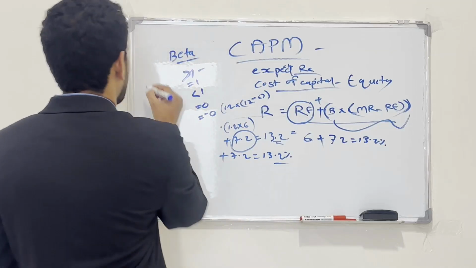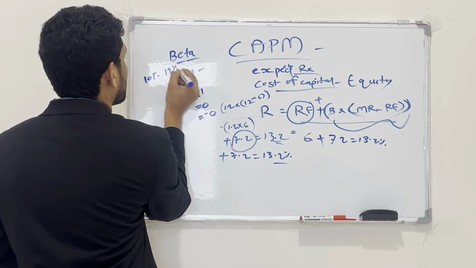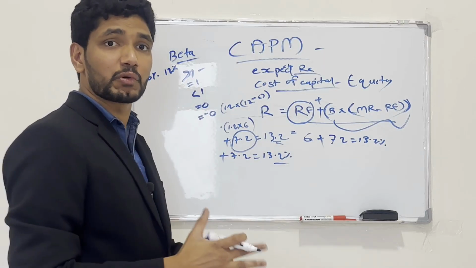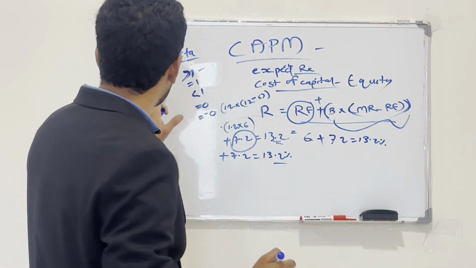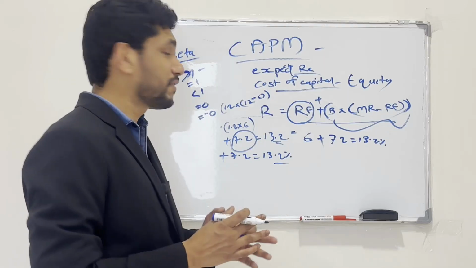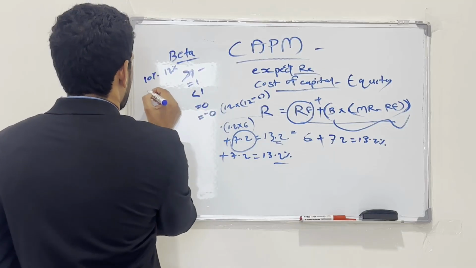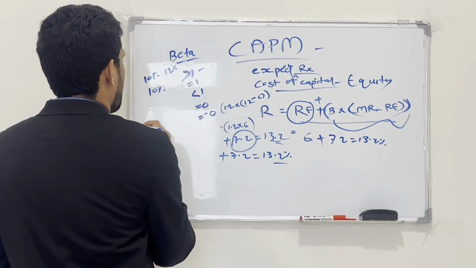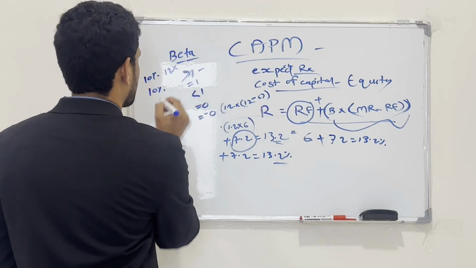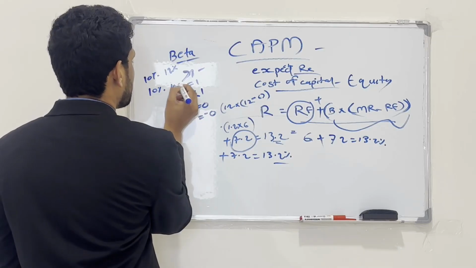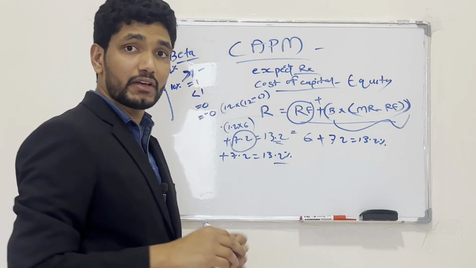Just assume if the market moves 10% higher, maybe this stock will move 12% higher. That means greater than the market movement. This stock is moving in the same direction, greater than the market movement, so the stock beta will be greater than 1. If it is equal to 1, suppose the market is moving 10% up, then this stock will also move in the same direction with the same volatility, that means 10%. So in this case, the beta of the stock will be 1.